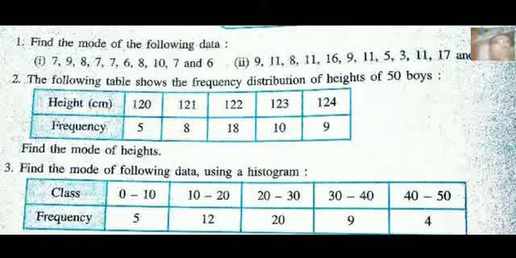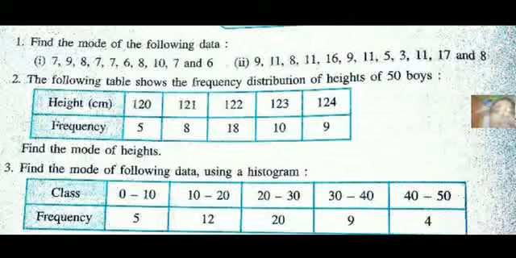Next, now this is a little different type of question. Here, find the mode of the following data. First is given 7, 9, 8, 7, 7, 6, 8, 10, 7, and 6. Second is 9, 11, 8, 11, 16, 9, 11, 5, 3, 11, 17, 8. Second, the following table shows the frequency distribution of heights of 50 boys. Height in centimeter, frequency: 120 centimeter 5, 121 centimeter 8, 122 centimeter 18, 123 centimeter 10, 124 centimeter 9. You have to find out the mode of the heights.